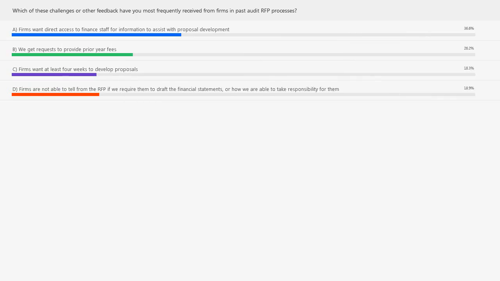Okay. Yeah, that's not surprising to me. Firms want direct access to finance staff. To put a very effective proposal together, we really need to understand the different operating cycles, the different activities of an organization, and how we develop an audit approach.